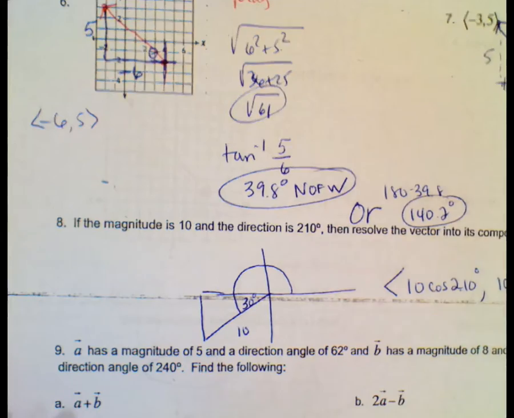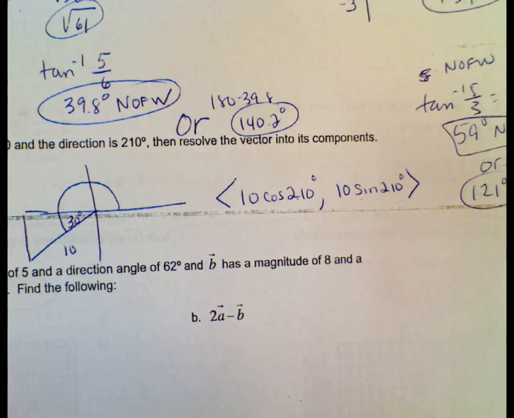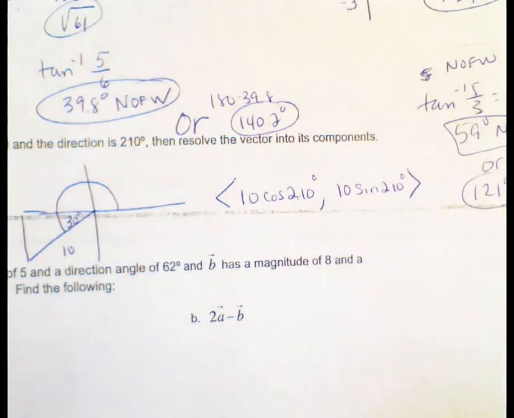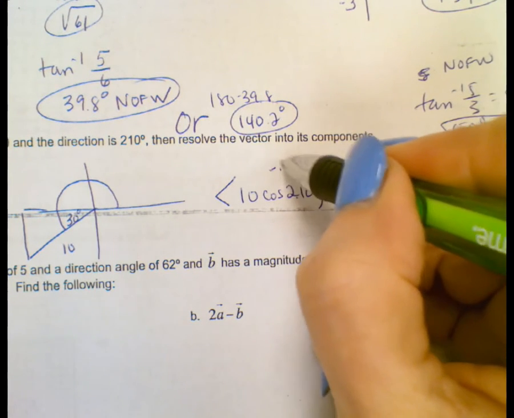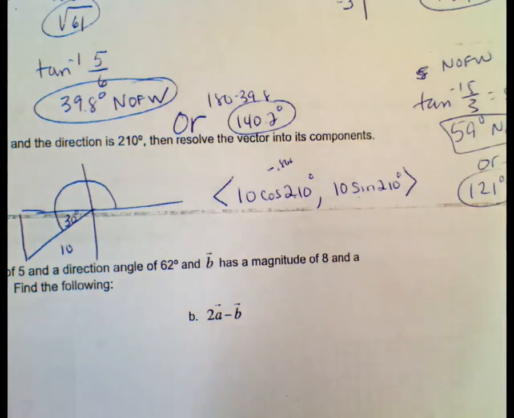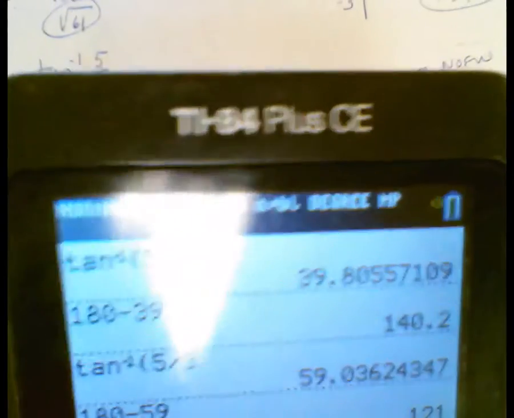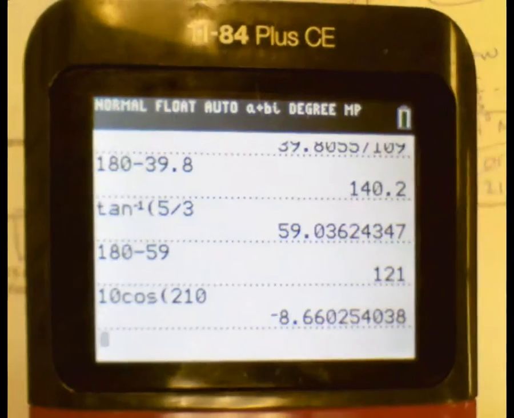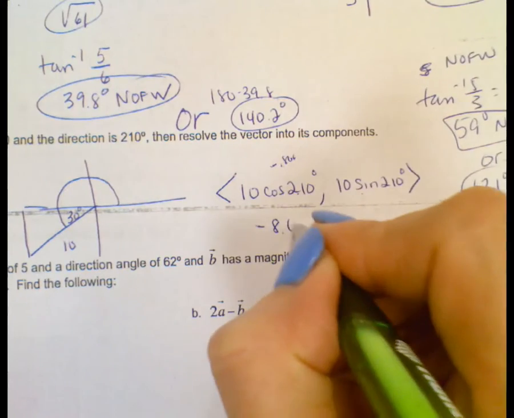So we're going to put these in our calculator. Does anyone know what the cosine of 210 is? It should be negative radical 3 over 2, so if you're doing this without a calculator, this should be negative radical 3 over 2, which is like negative 0.866. So if you times that by 10, it should be about negative 8.6. That's where I would like you to get calculation-wise, but it's okay if you don't. 10 cosine of 210. Here it is, negative 8.66. So we're going to go negative 8.66.